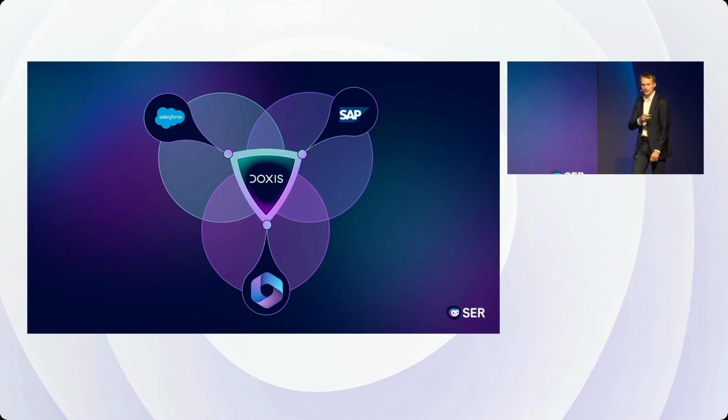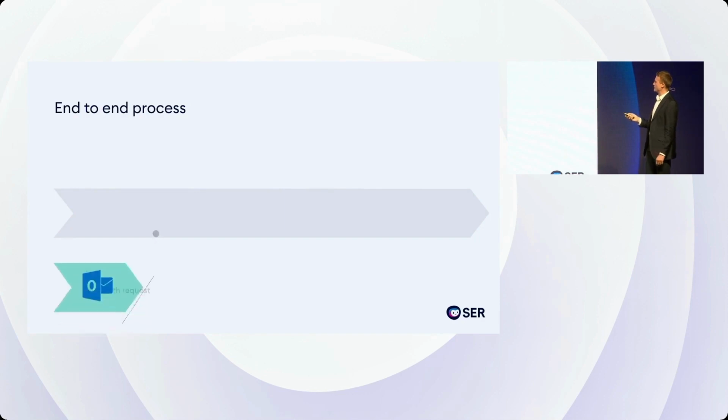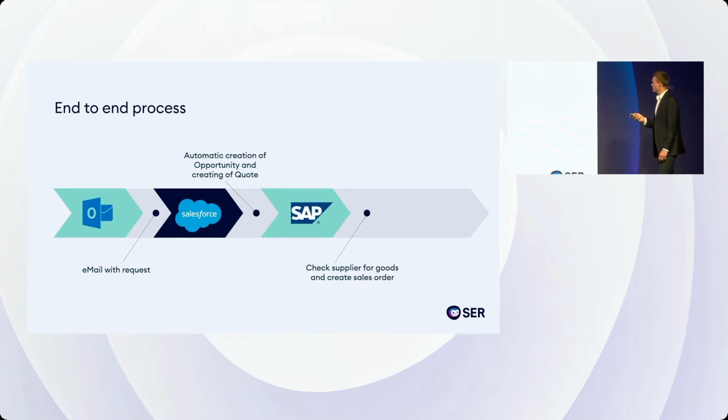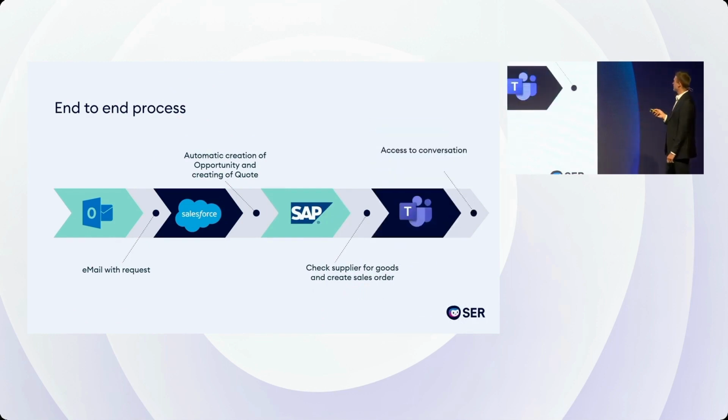So the example we're going to go through today is around Salesforce, SAP, and the Office 365 suite. And we're going to see a process where someone is asking to buy some tires, and then we're going to go through a whole flow, starting with Outlook, and we're going to go all the way from Outlook to Salesforce. So we're going to have an email with a request. We're going to have automatic creation of the opportunity and creation of the quote. We're going to go check the supplier for goods and create the sales order.